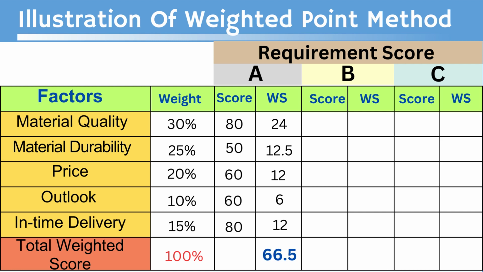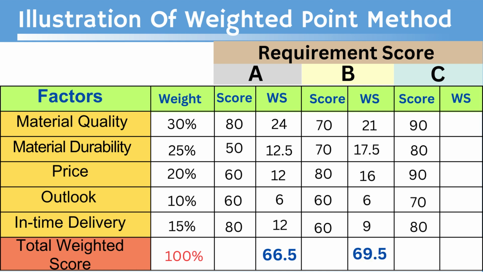Similarly, the table shows scores for B and C. When we multiply the score with the assigned weight of factors, the total weighted score of company B is 69.5, and company C is 84. After comparing the 3 companies' weighted scores, C has the highest total weighted score of 84. It performed exceptionally well across all the factors, making it the ideal choice for Excellent Clothing.